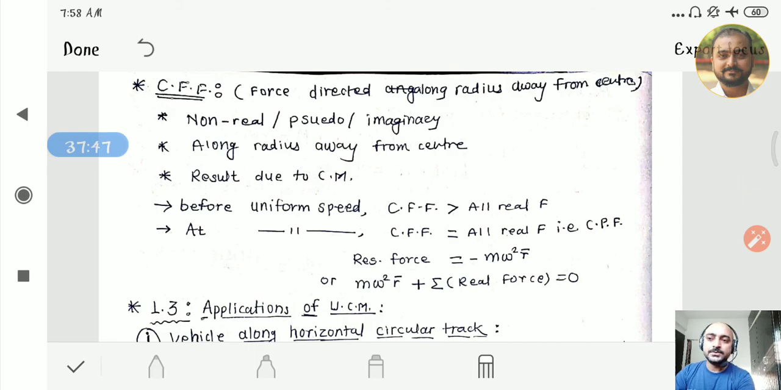So the next important point we have to start in the next session is applications of uniform circular motion, which is very important for 2 marks questions.